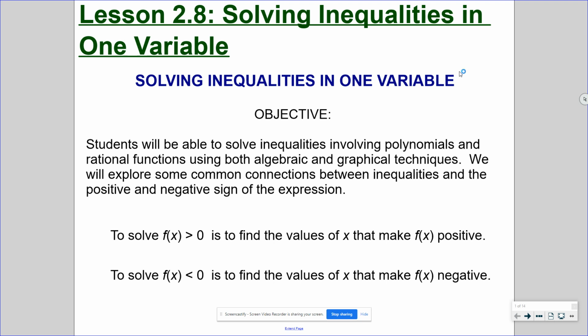Okay, we're going to go through lesson 2.8, which is about solving inequalities. Just a heads up, this is the last section in Unit 2, so there will be a test coming up pretty soon.